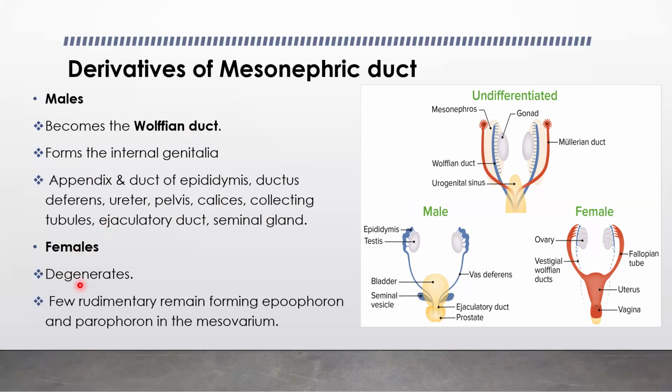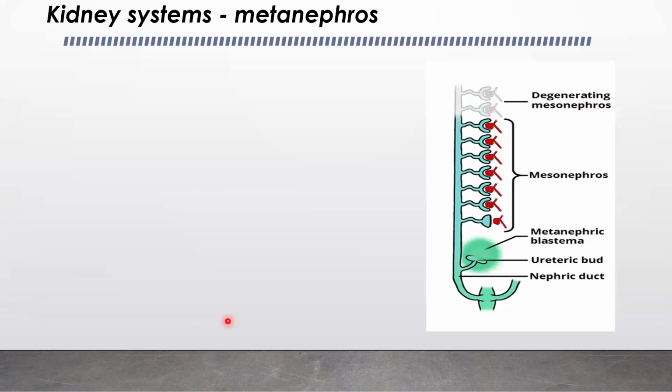In females, it degenerates, and then it remains rudimentary as epoophoron and paroophoron of the mesovarium. So mesovarium is a ligament of the ovary. The last kidney system that you need to talk about is now the metanephros.